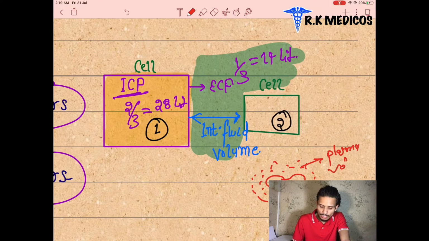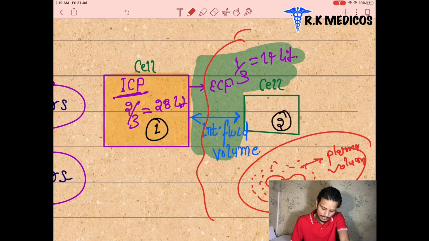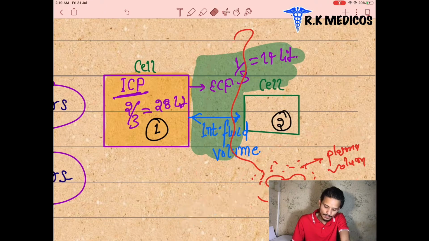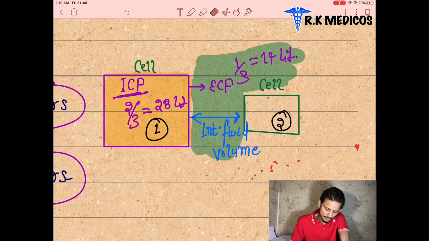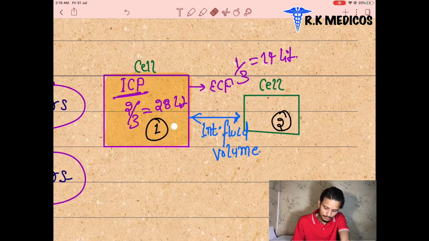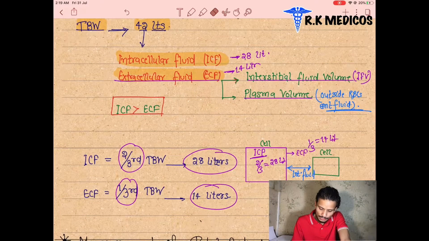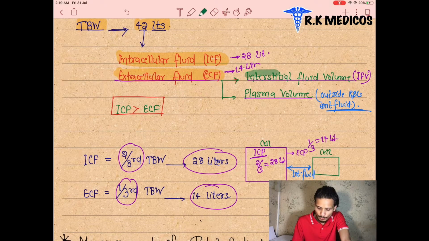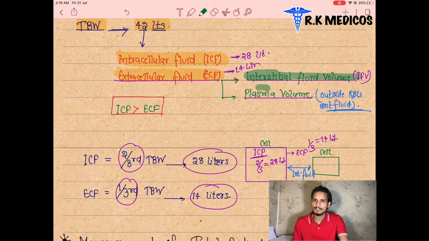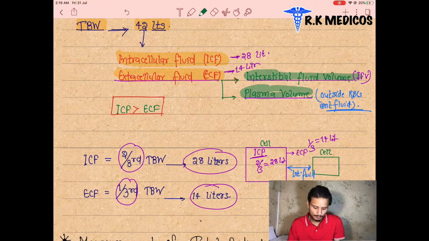And these all are extracellular volume. What is present here? These all are extracellular fluid. So it's so simple. Just imagine it. Now you are going to see. Now you know about the interstitial fluid volume and the plasma volume. They are outside the RBCs. The volume that is present there is the plasma volume.